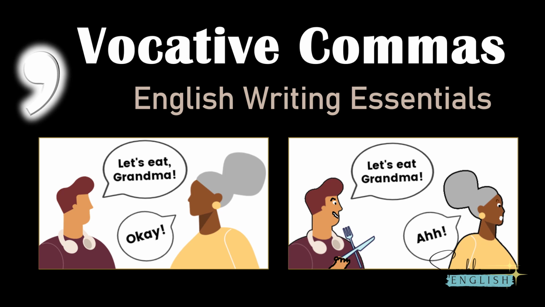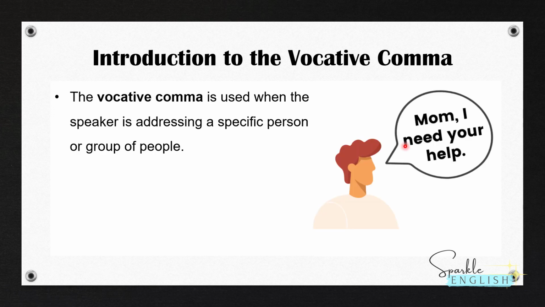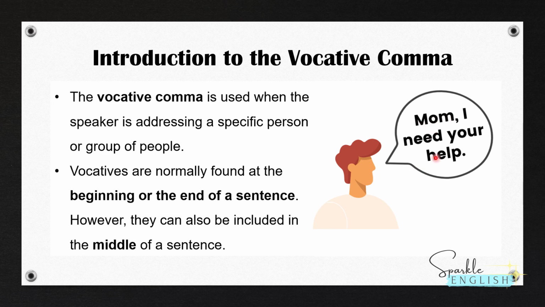Today I'm going to teach you how to use vocative commas and why they are so important when you are writing in English. So the vocative comma is used when the speaker is addressing a specific person or group of people. So for example, "Mom, I need your help." Because this boy is talking to his mom and not about his mom, we have to use a comma to indicate that the speaker is talking to his mom.